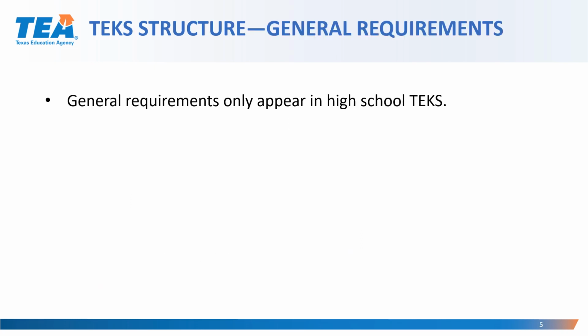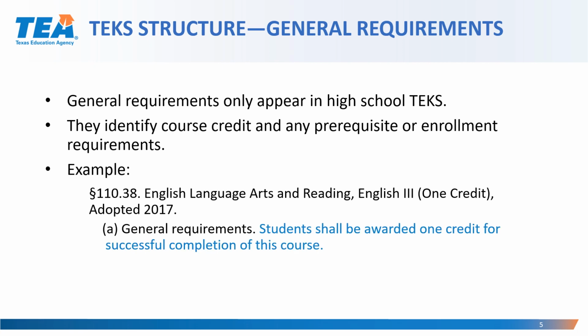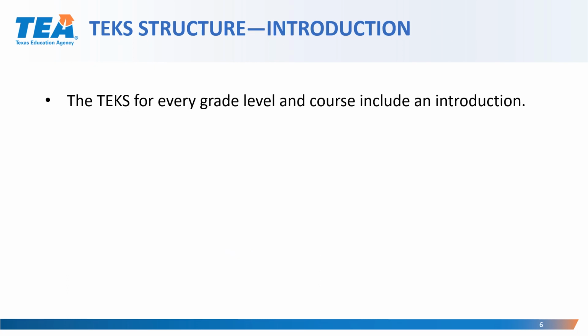In the high school TEKS, the first section is the general requirements. These identify how many credits a student will receive upon successful completion of the course and outline any prerequisites or enrollment requirements. I've included an example from English 3. You can see in the blue text that students will receive 1 credit after successfully completing the course.